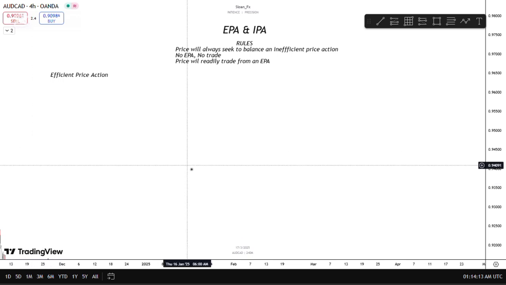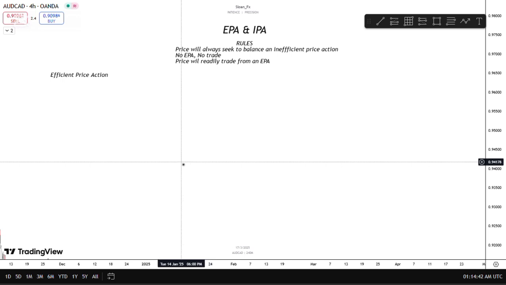Before we get right back into it, there are rules that we must abide by while trading to see if the market is efficient or inefficient. These rules are three. Actually, these are the three rules I follow. The first is price will always seek to balance an inefficient price action. The second is no efficient price action, no trade. And the third is price will readily trade from an efficient price action.